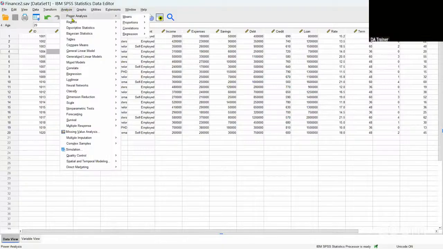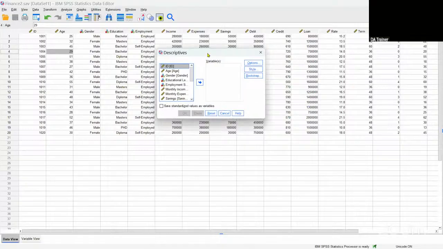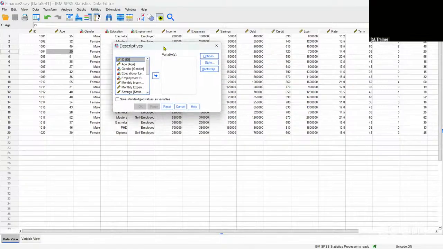Okay, so our analysis, let's continue. Let's look at the next function here, which is called descriptive. Very simple. Analyze menu, descriptive statistics, then you click on descriptive.